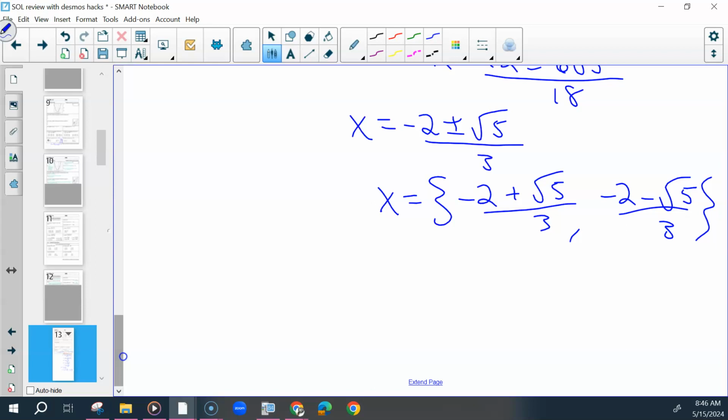So, as I said, we did not do this because the likelihood of this being on the SOL is maybe one question, if at all. So don't stress. Use Desmos. More than likely, you're going to get whole numbers, and then you won't even need to worry about this.